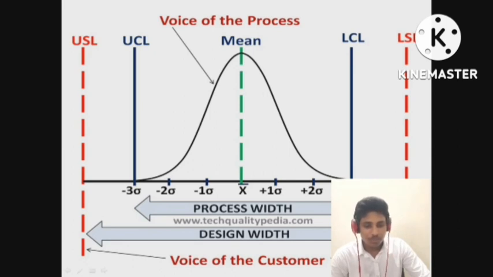So these are the differences between the process width and the design width. Design width is provided by the customer, and process width is what we take as the critical limit on ourselves to ensure the quality of the output products.